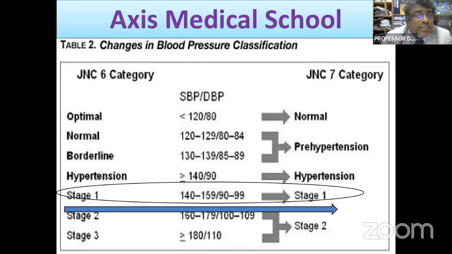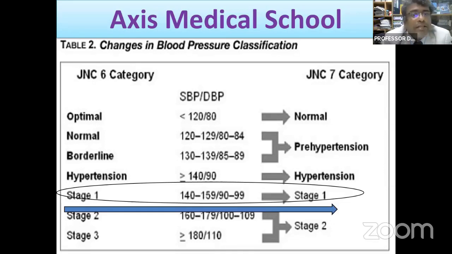JNC means Joint National Committee. It has JNC 6 and JNC 7. In JNC 6, the optimum blood pressure was below 120 over 80 millimeter mercury, systolic blood pressure 120 and diastolic 80 millimeter mercury. Below this, it was normal.